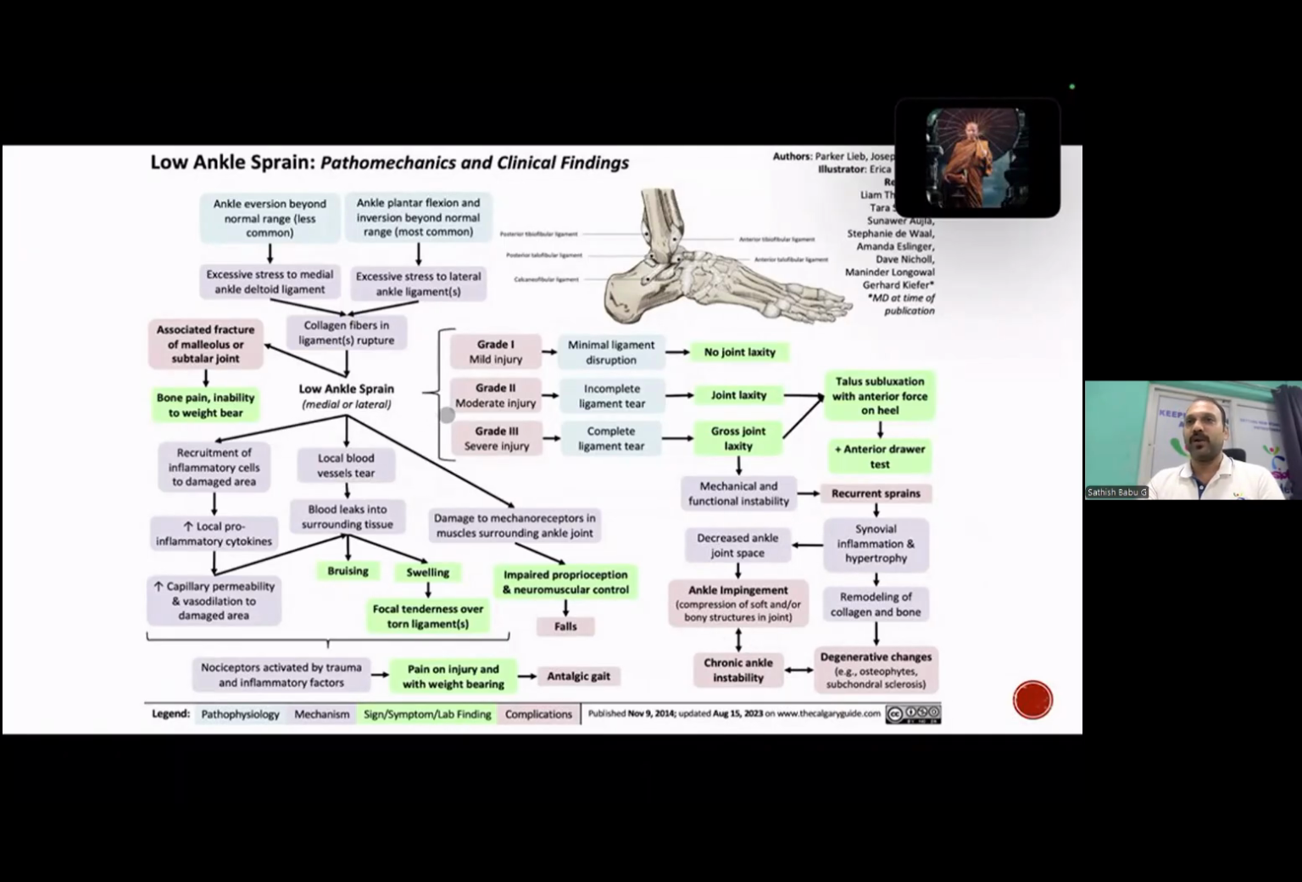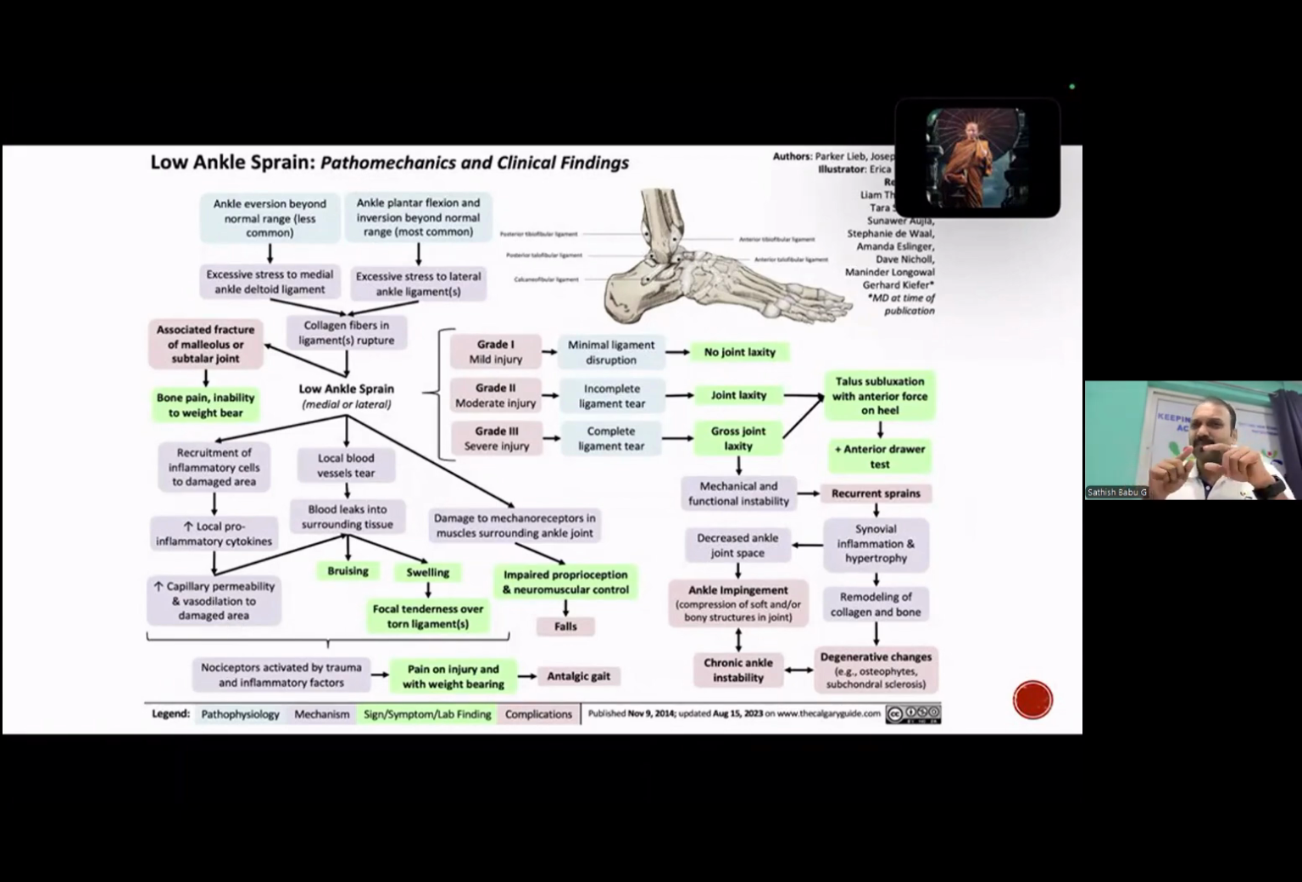Now in the low ankle sprain, we saw how grade 1, grade 2, and grade 3 injuries lead to the pathology. So what are the other mechanisms in recovery? The first one is the recruitment of inflammatory cells to the damaged area. So there is an inflammatory response. A lot of interleukins and other substances get produced there that produce inflammation around that area. It increases the local pro-inflammatory cytokines. IL-6, IL-1, all those are pro-inflammatory cytokines. That improves capillary permeability and vasodilatation to the damaged area. That's why there is swelling. So that is the mechanism of how the swelling happens.